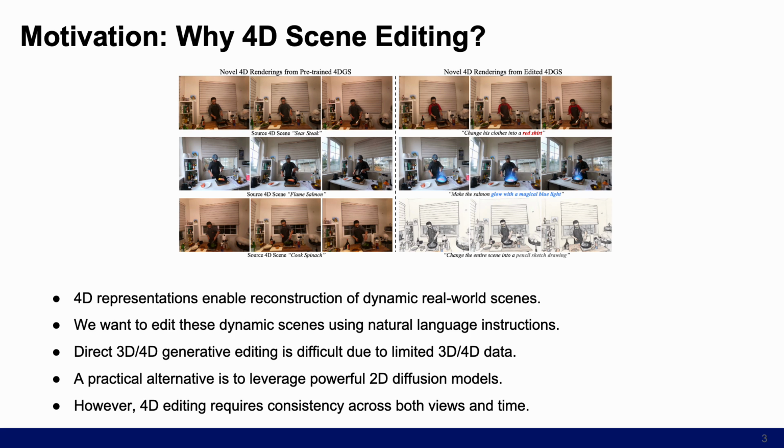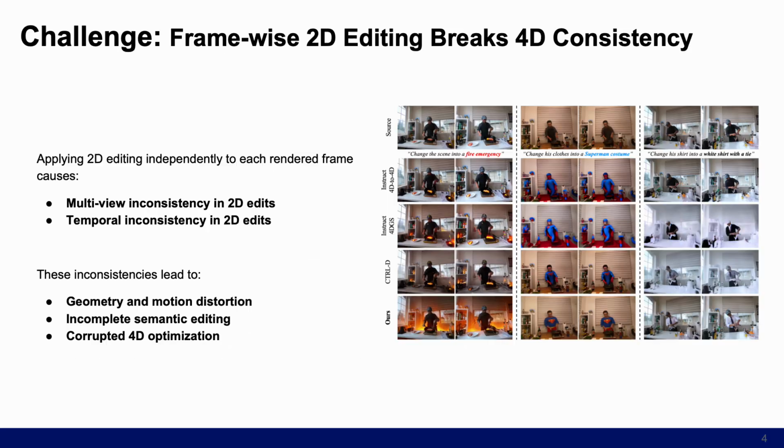But once we use 2D diffusion models, we must ensure that the edited results remain consistent across both camera views and time. The key challenge is that 2D diffusion models usually edit each rendered frame independently. This creates multi-view inconsistency, where the same object may receive different edits across camera views. It also creates temporal inconsistency, where the edited appearance may flicker or drift over time.